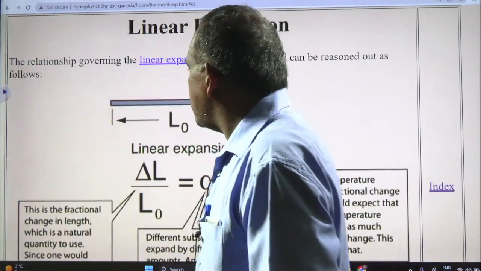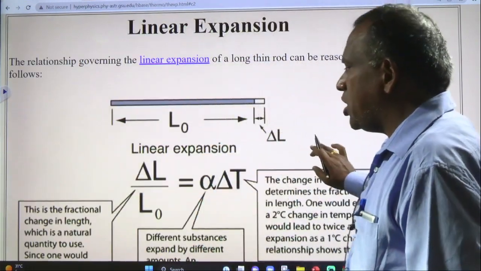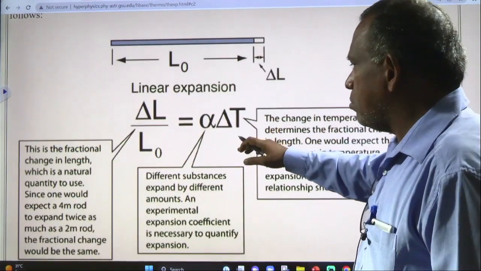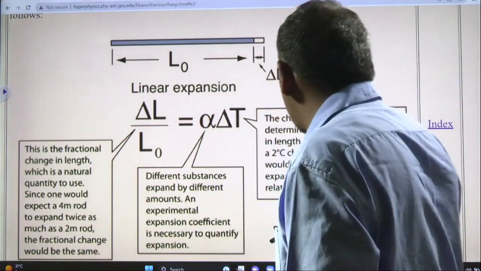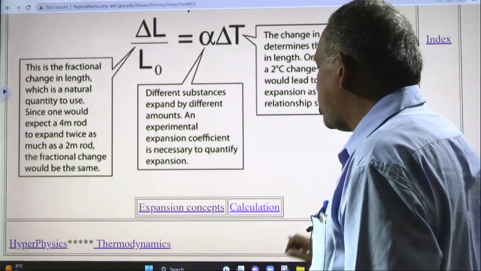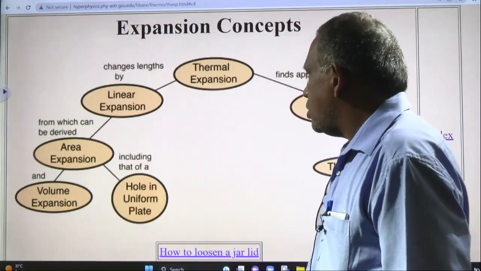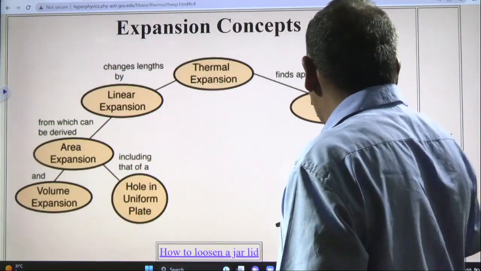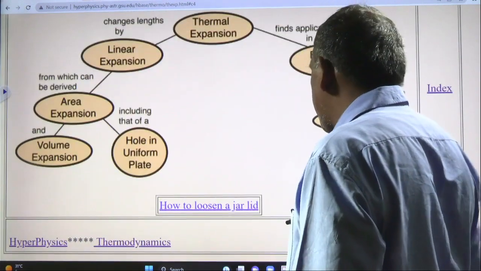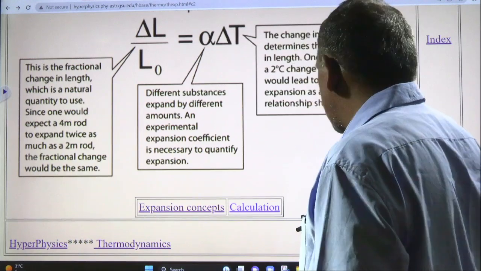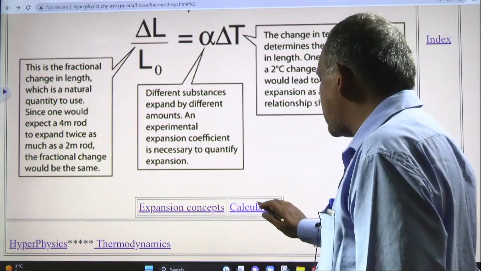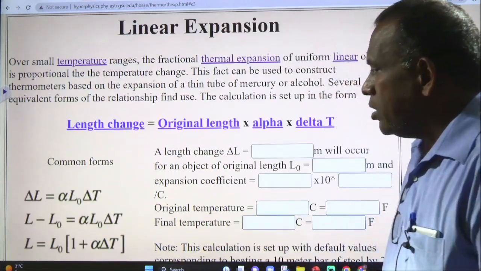linear expansion. In the linear expansion, the change in length per original length per degree rise in temperature is the alpha value. If you try to find out the alpha values for different materials, different alpha values will be there. Let us take one calculation here.